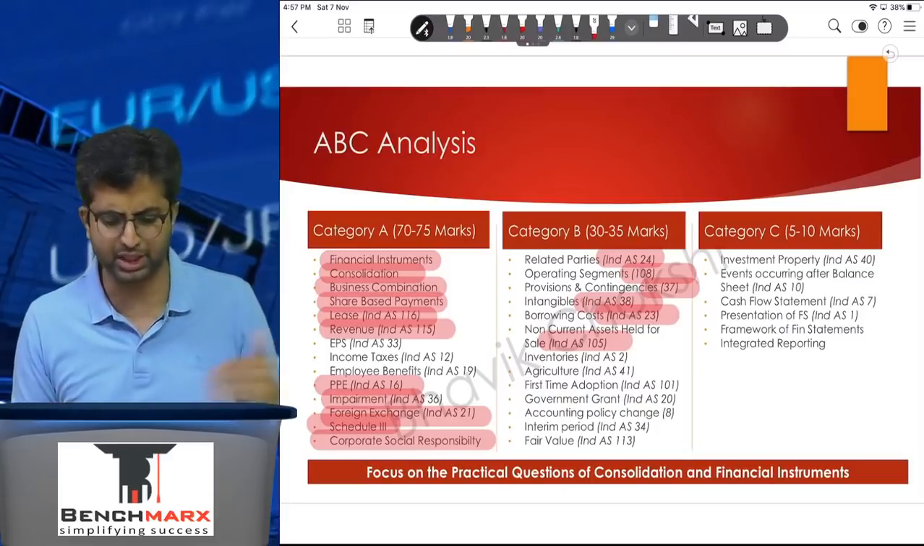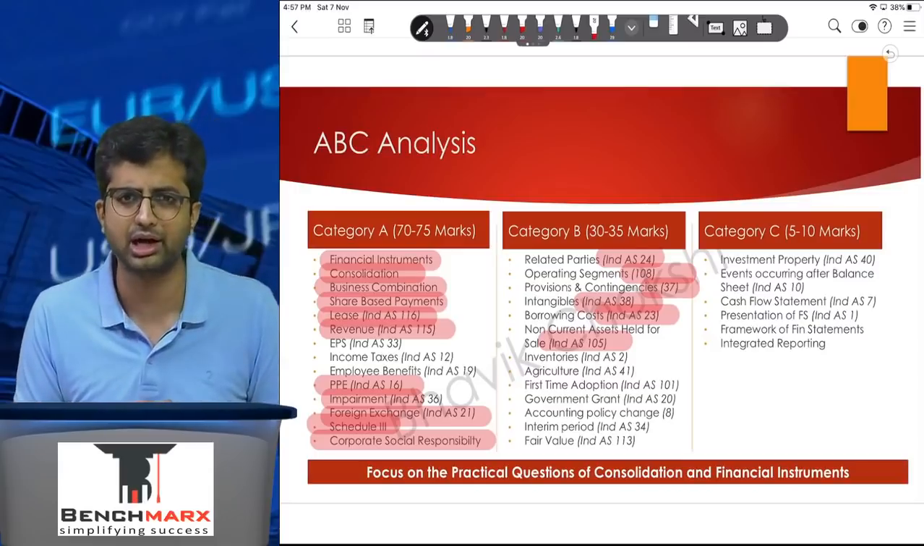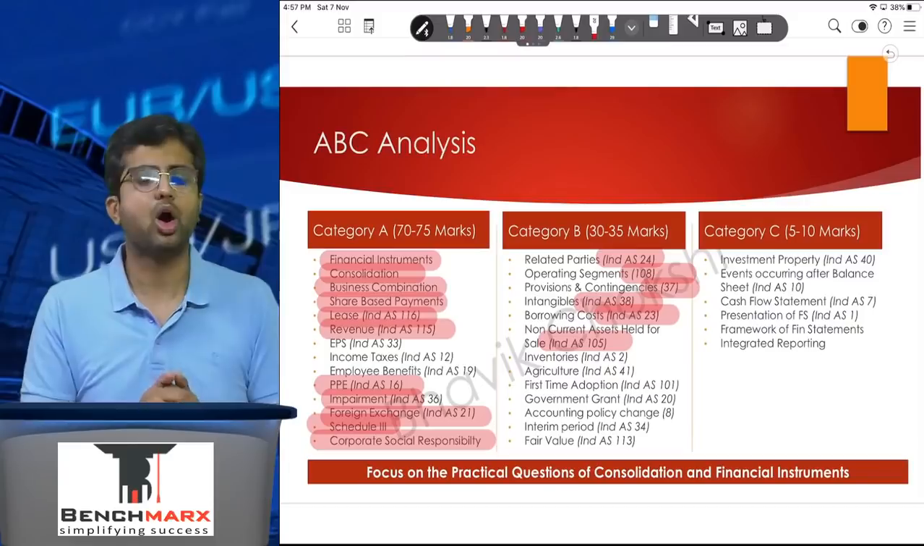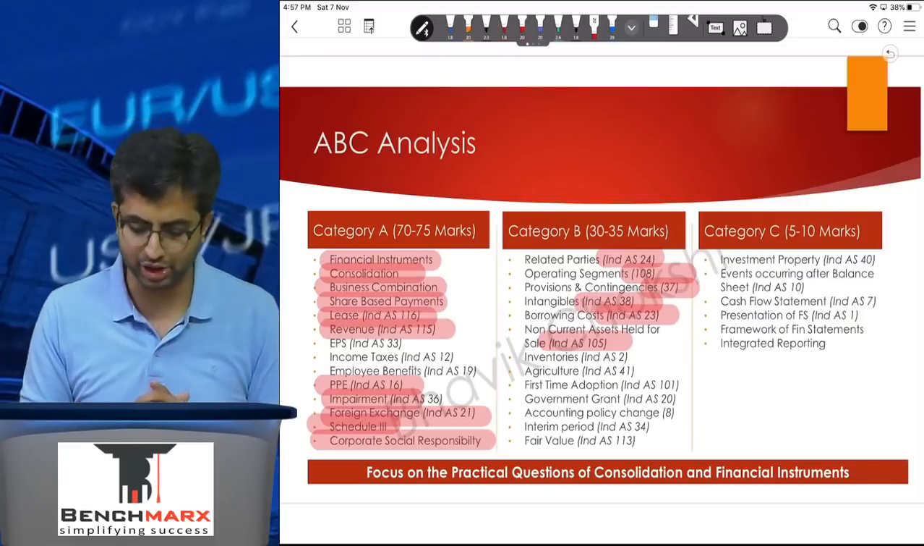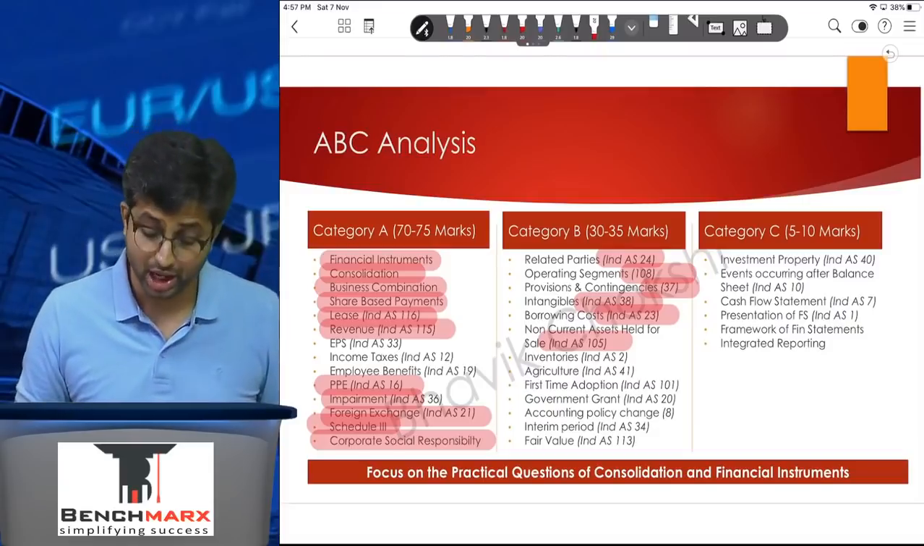There is investment property and largely those items which are in module 1, which were the simpler topics like presentation of financial statements, or events occurring after balance sheet date, cash flow statement, etc. So this is your overall picture.